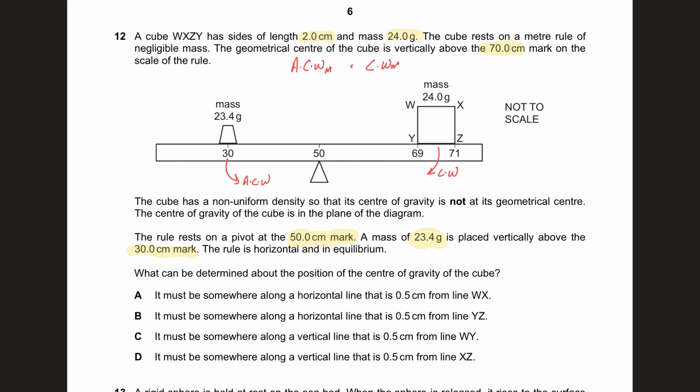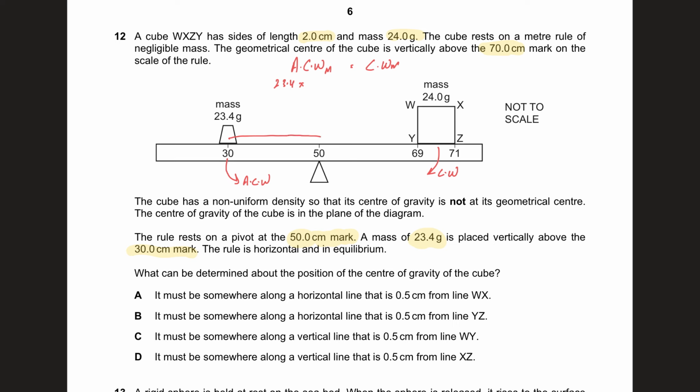Now, ideally, I should convert this mass into kilograms, multiply it by the gravitational field strength g, and then multiply that by distance, that too converted to meters, to get the answer in SI units. But since we've got the same conditions on both sides, they will cancel out. So I don't need to do that conversion. I can simply multiply the mass, 23.4, by the distance.